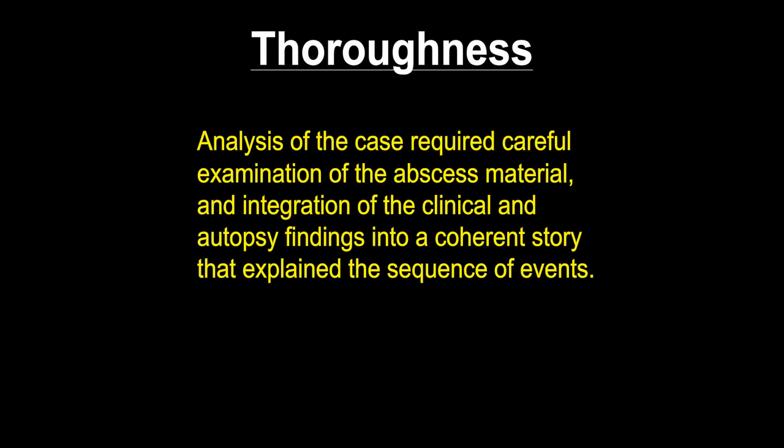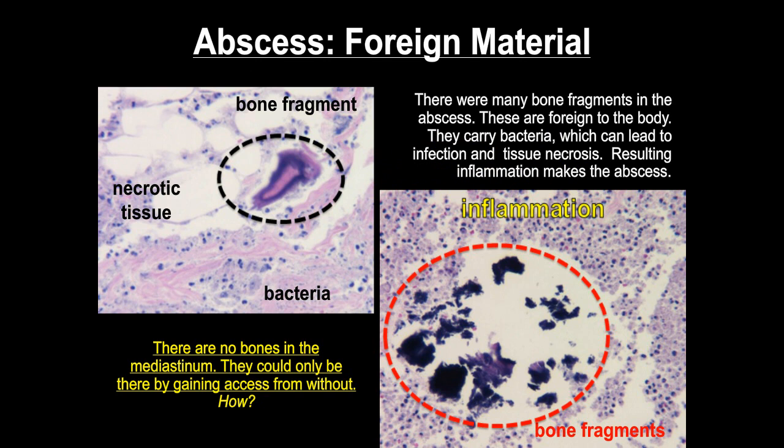So the first thing to be done here is to analyze the information as thoroughly as possible. This requires careful examination of the autopsy material, especially the abscess, and integration of the clinical and the autopsy sequence of events into a coherent story that made sense. Here's that story. The abscess, which is the soft tissues around his trachea, contained foreign material. That was a bone. I've highlighted here several areas where you can see bony fragments, which are circled here.